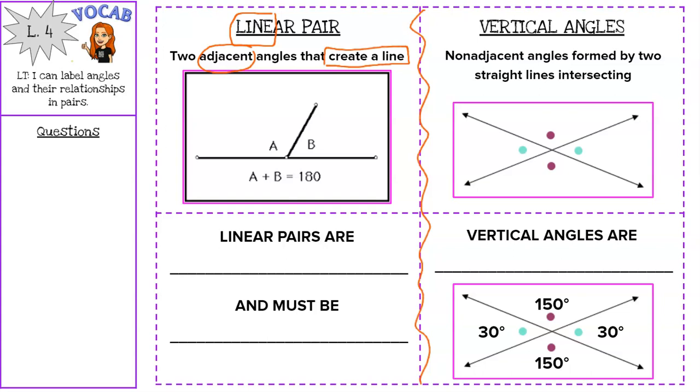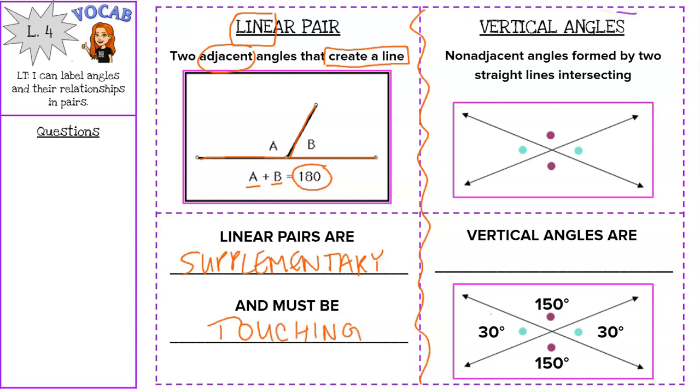So here we have angle A and angle B. You can see they create a line. They share a side. So the measure of angle A plus the measure of angle B would be equal to 180, because a straight line or a straight angle equals 180. So a linear pair, they are supplementary. Add to 180. And they must be touching. They have to be adjacent, sharing a side.